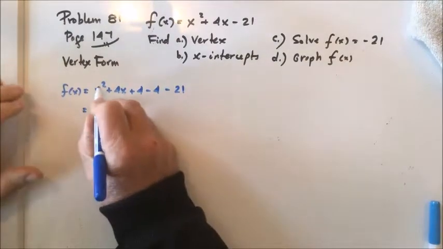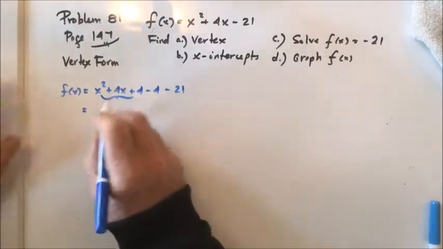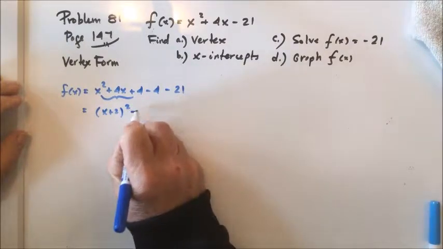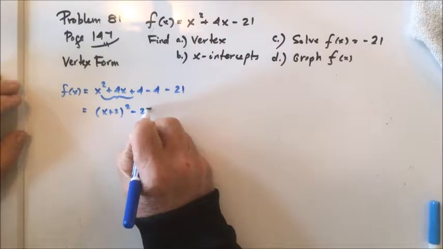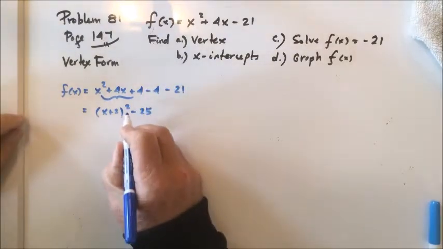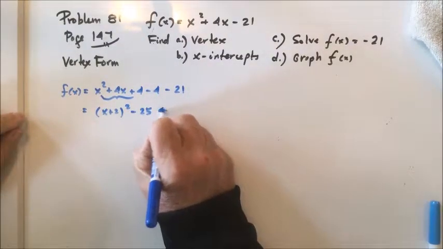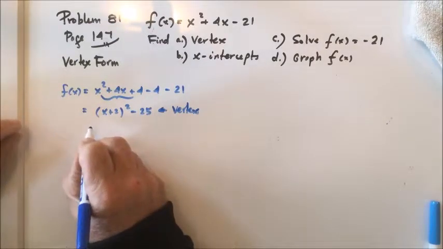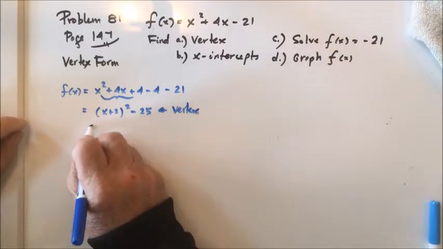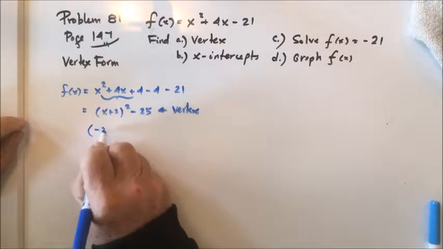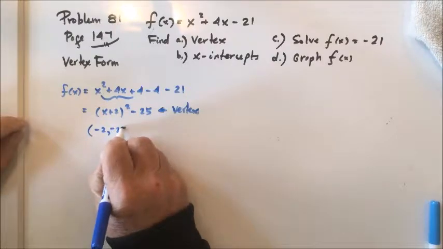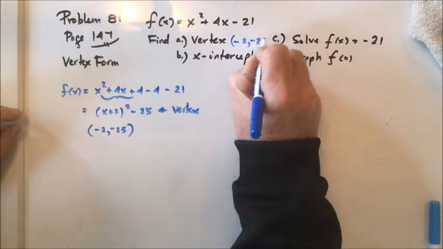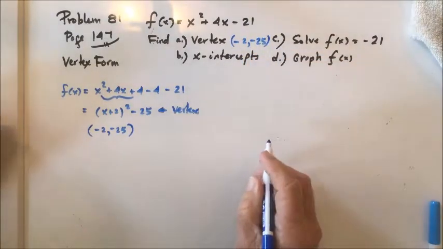And as the next step, I'm going to see that these three terms are a perfect square. They are x plus 2 squared, and then I'm going to combine the minus 4 and the minus 21 to get minus 25, and there we have it, the vertex form. And with this form, one can immediately write down that the vertex is (minus 2, minus 25). And we can kind of satisfy the requirements of this problem by writing the answer there.